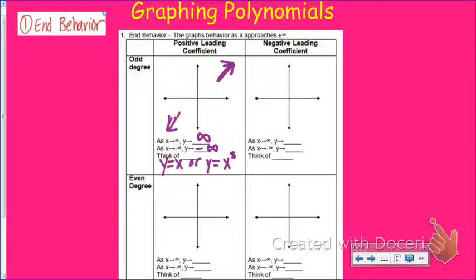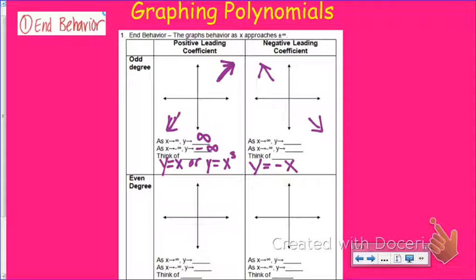Another option is still an odd degree polynomial, but instead of a positive leading coefficient, I have a negative leading coefficient. An easy equation to think about would be y equals negative x. You all know what that looks like. It's a straight line with one end here and the other end here. So my ends are going to look similar to that. I'm going to go up to the left and down to the right. In terms of any negative odd polynomial, my graph can do any number of things in the middle, but I know my ends are going to go in this direction.